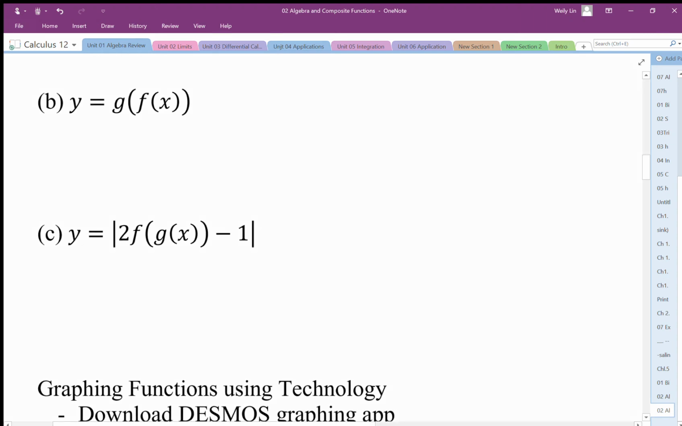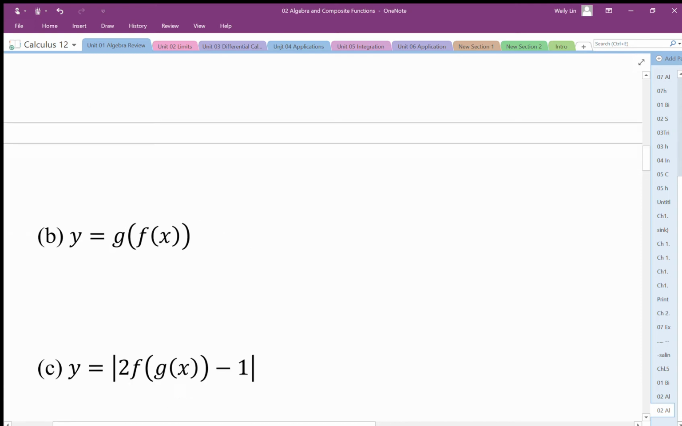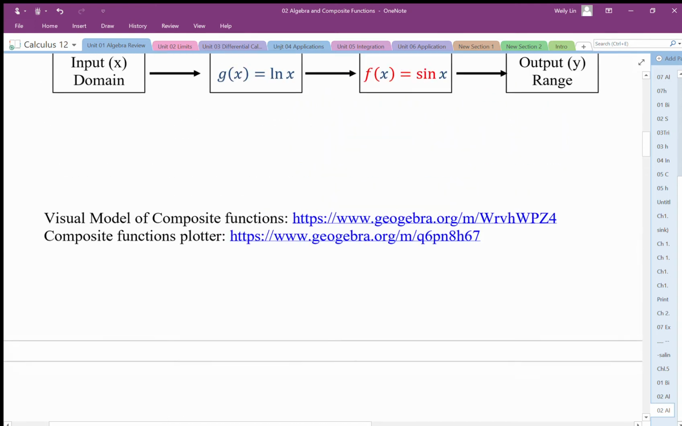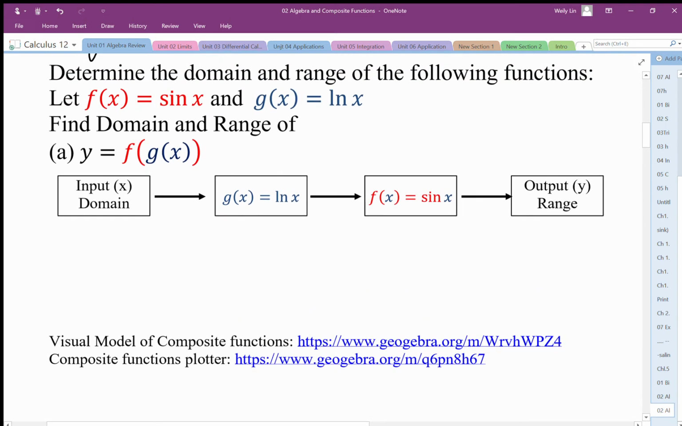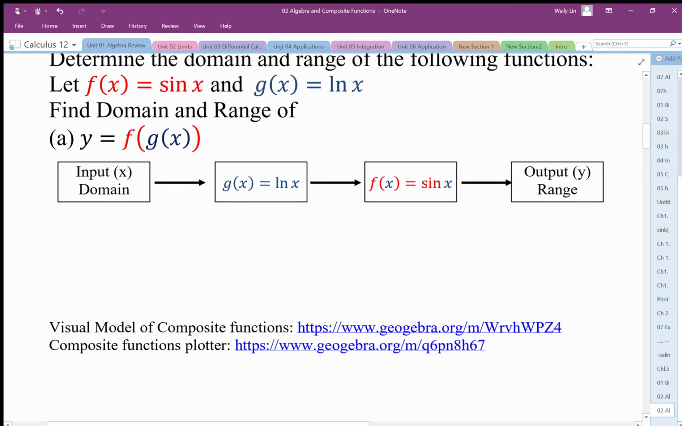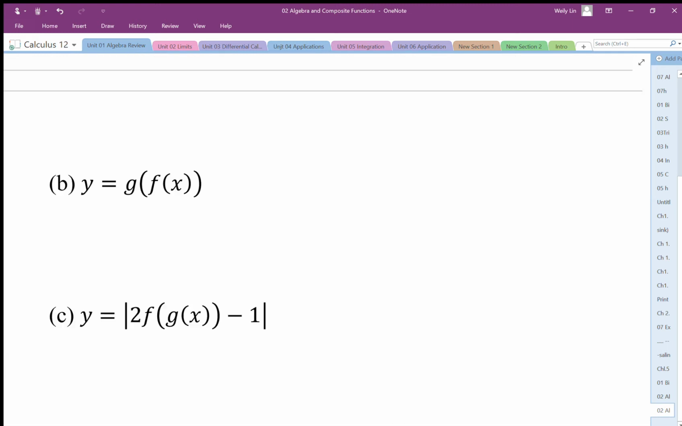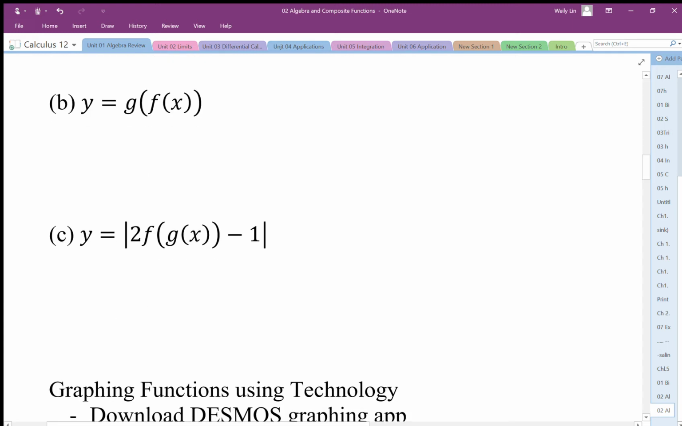So we can analyze this function here by embedding, in this case, the sine function on the inside and the log function on the outside, based on the g and f of x that we defined up here. Okay, so g is log and f is sine. So the inside function is our sine function, our outside function is the log function. So it's going to look like this: y equals the log of sine x.